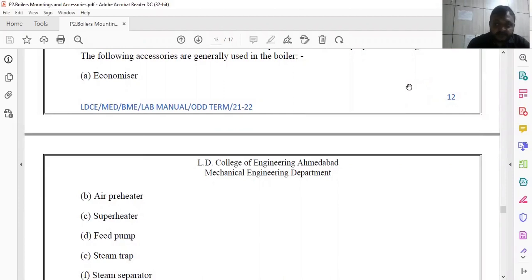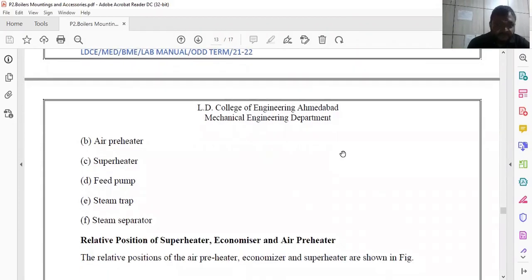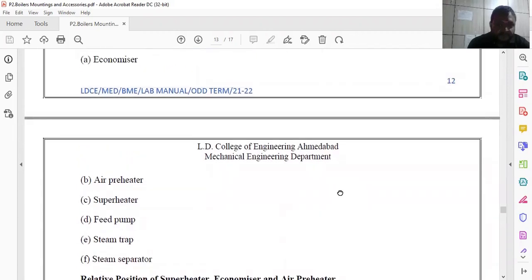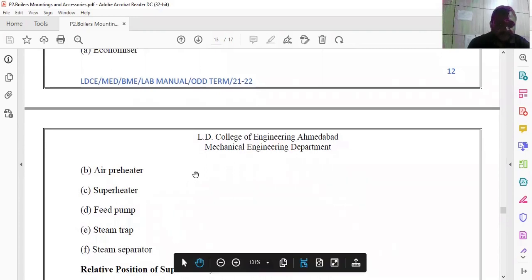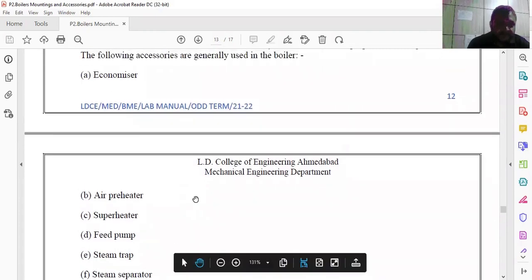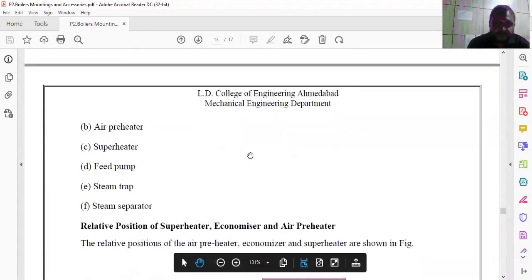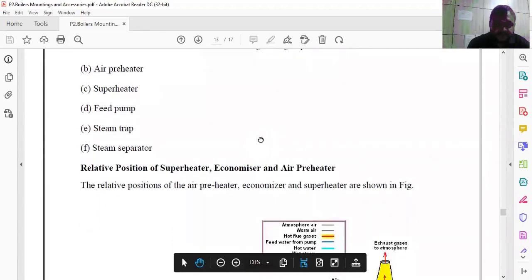Air preheater, superheater, economizer, feed pump, steam trap, and steam separator. The last three are not so important, but the important ones are the economizer, air preheater, and superheater. And these three accessories are mostly attached in major industrial processes. Okay, so we'll see each one's performance one by one now.